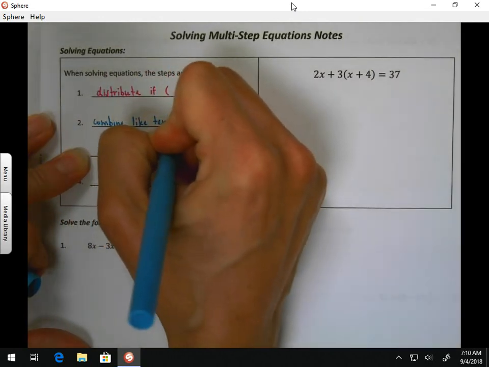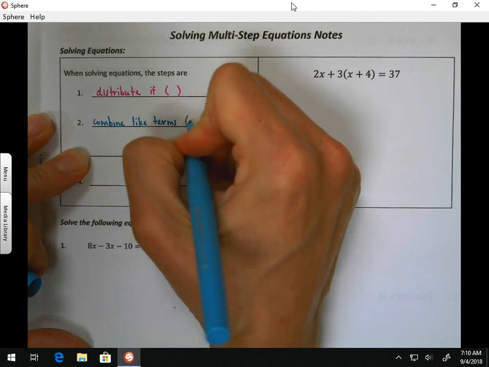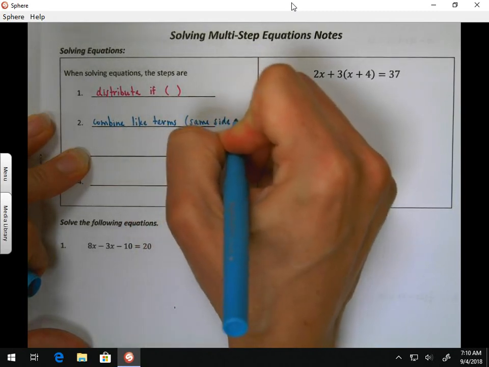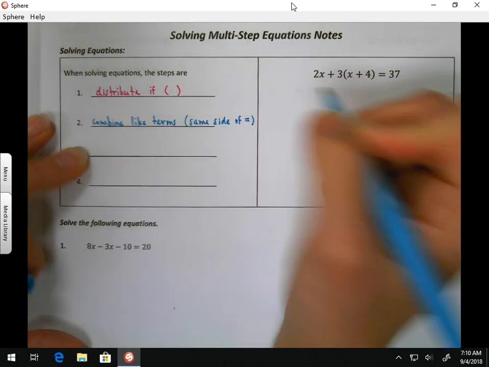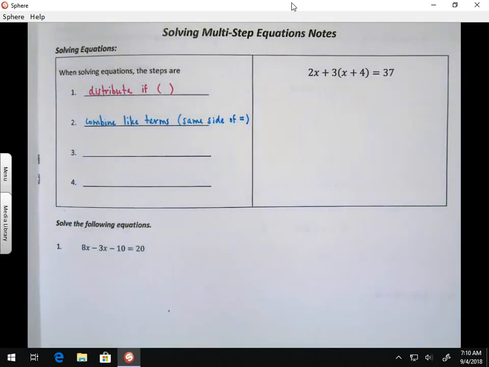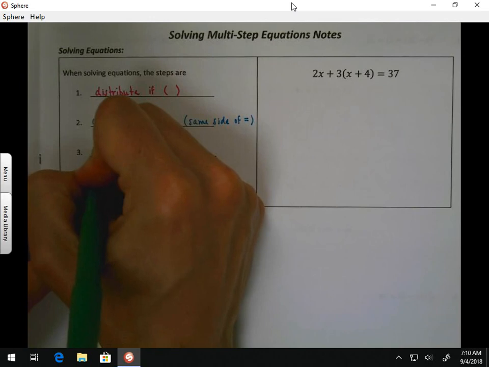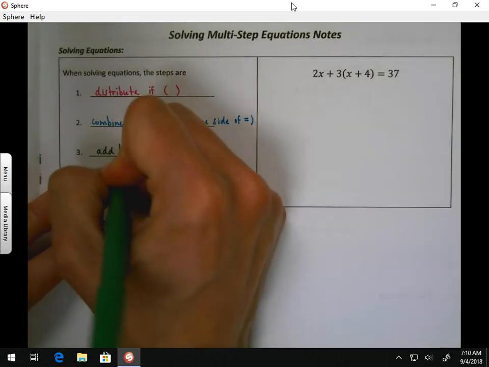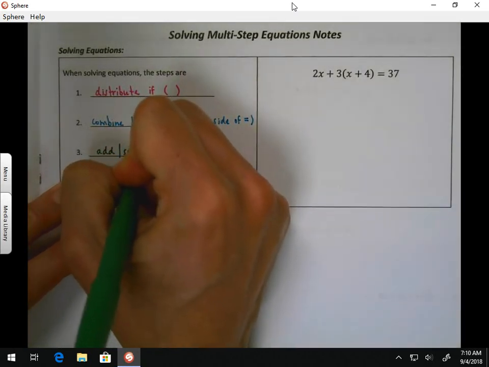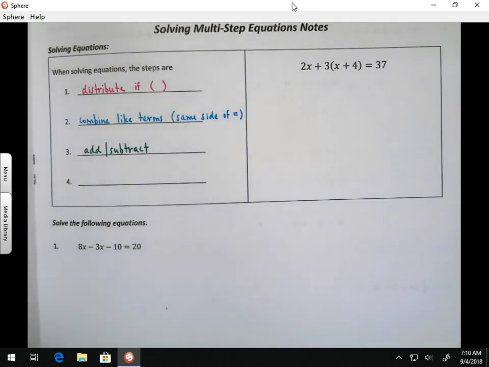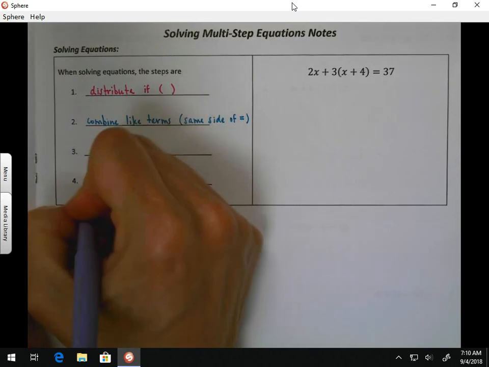Now, I'm going to make a note here. We're going to combine like terms if they're on the same side of the equal sign, and we'll look at an example of exactly what that means in a minute. The next thing we're going to do is add or subtract. And then the last piece here is going to be to multiply or divide.